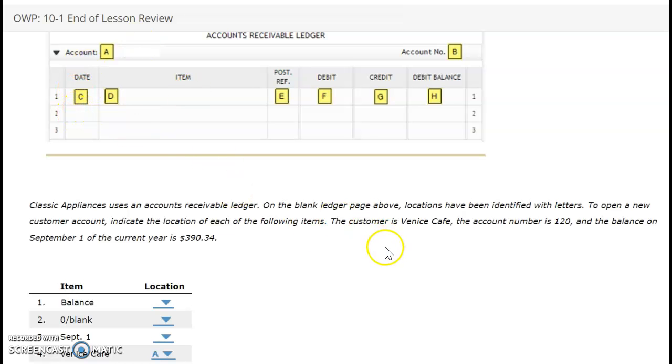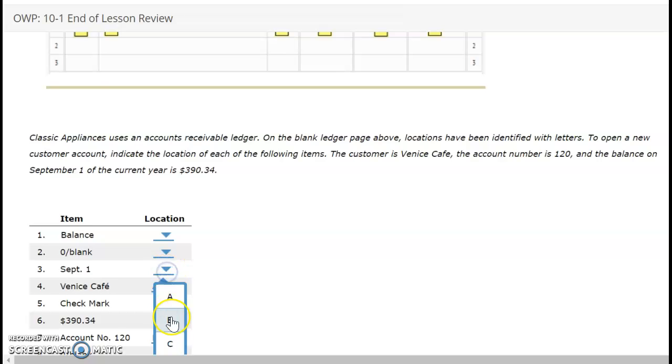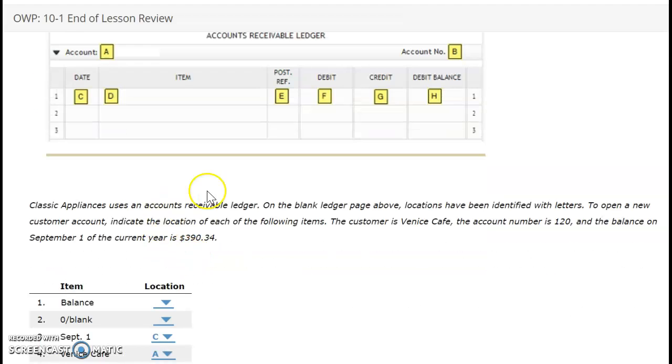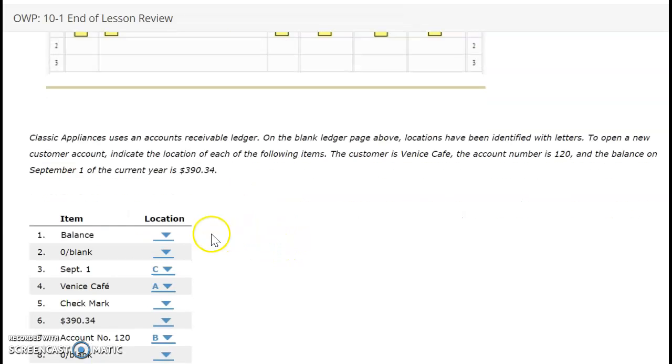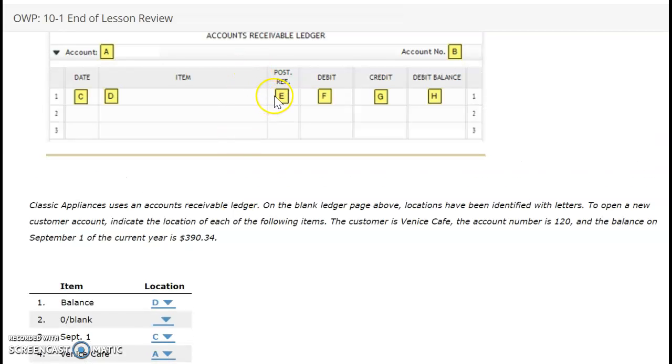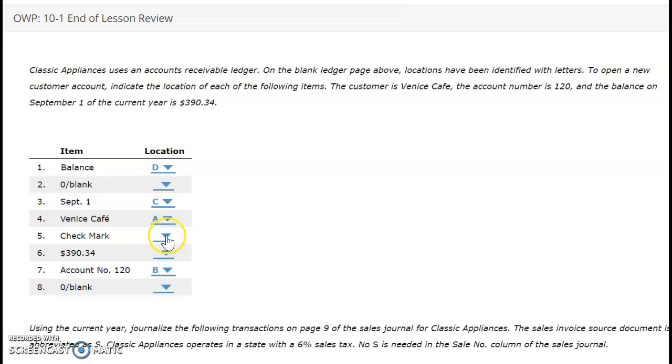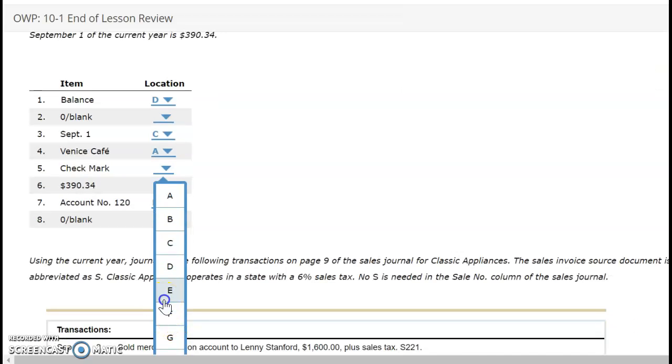Okay, C is my date, and it tells us here that that is September 1st. So C for September 1st. D is going to be the word balance. Remember, when I'm just opening a new account, it's going to have balance here, or if I'm moving it from previous. So balance is D. E is going to be my post reference. And because I'm not posting a balance, that's going to be our symbol of the check mark. So that will be E.